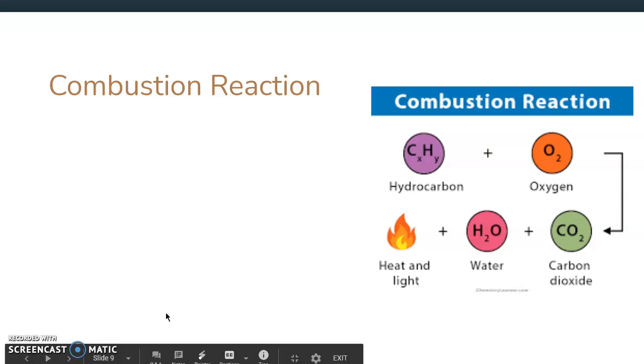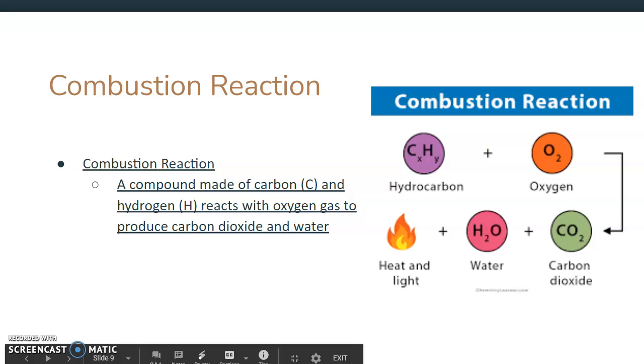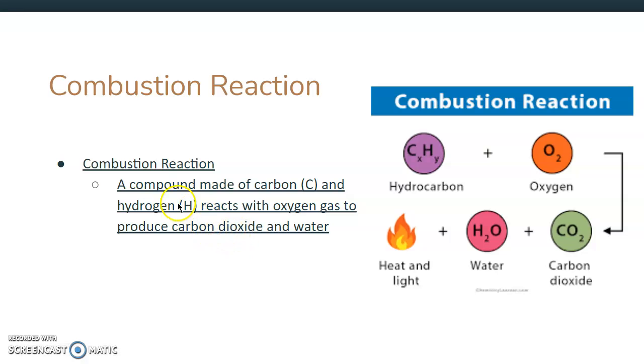The next one is a combustion reaction. This one is my favorite. Combustion reactions are very specific, very unique compared to the other ones. It's a compound made of carbon and hydrogen which reacts with oxygen gas to produce carbon dioxide and water.